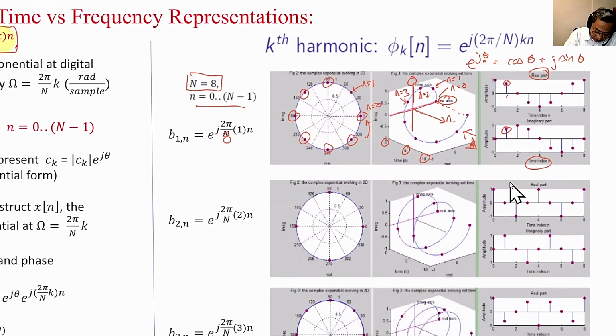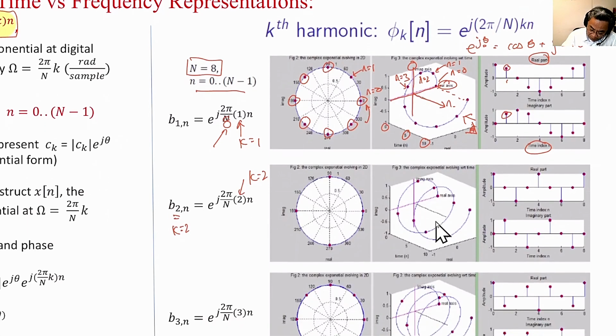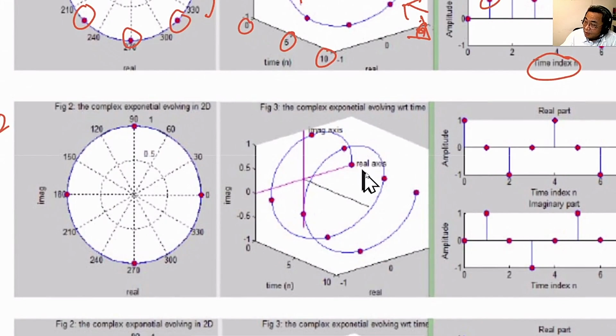Now this is for k equals 1. It rotates 1 complete revolution in N samples. What about for k equals 2? So it's e^(j 2 pi over capital N times k times n). Now you see it in the 3D form, which is nicer. It will rotate and rotate again. So k equals 2 means it rotates twice.